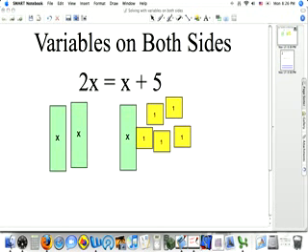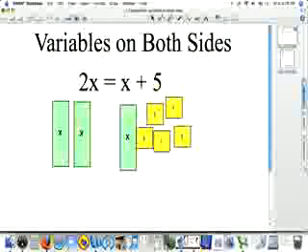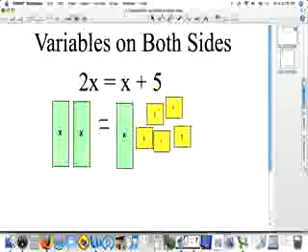This lesson is about solving equations that have variables on both sides of the equation. So I'm going to show you this first one using these, they're called algebra tiles, and they're just a visual way of seeing what's going on here. So I have two x's on one side, and I know those two x's are equal to an x plus 5. So here are my two x's, and I'll make an equal sign. And I know my two x's are equal to an x and 5.